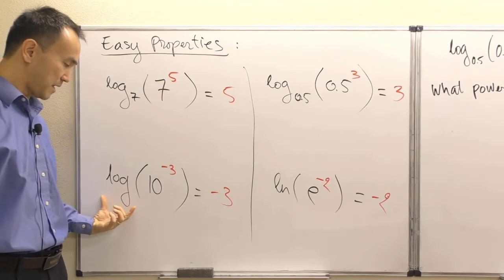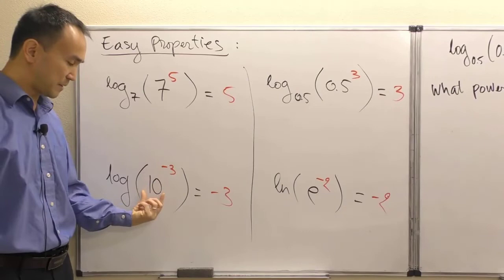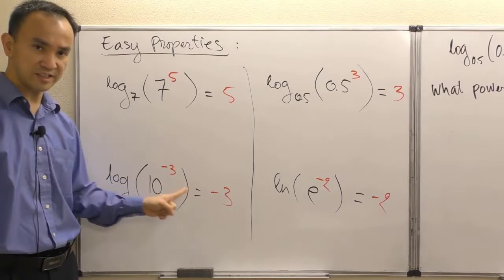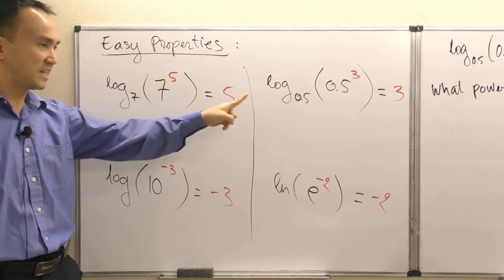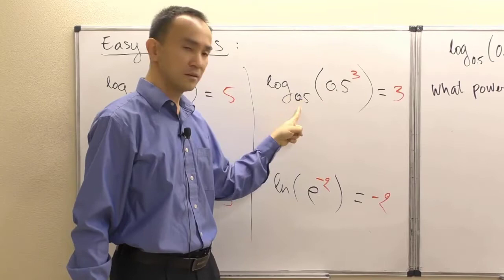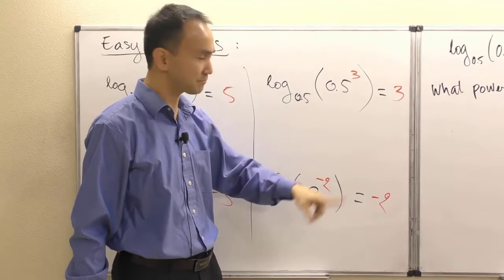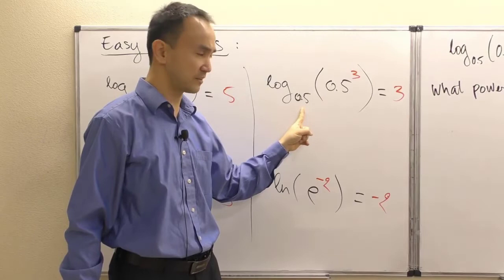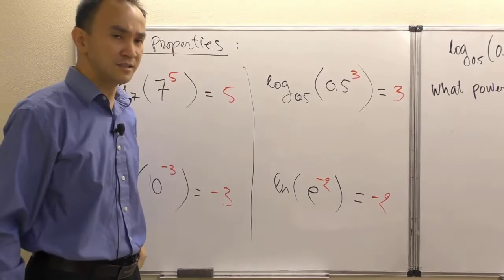So 10 to the negative 3 has base 10, which agrees exactly with the base of our logarithm. And so look at the answer. The answer is exactly just that power. The answer here was exactly that power, because we were in that same situation as well. Log base 0.5 of 0.5 to the third power: the base in our argument is exactly the same as the base of our logarithm. And so the answer here, power and power, just simply come down. It just logically makes sense that way.